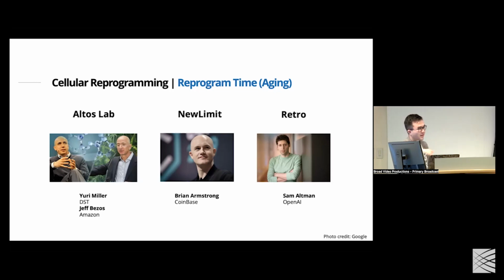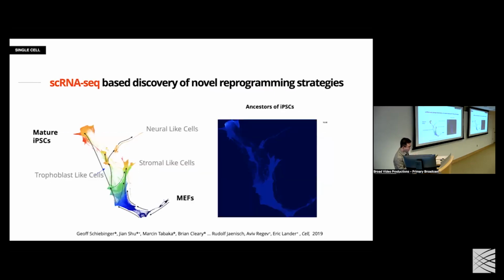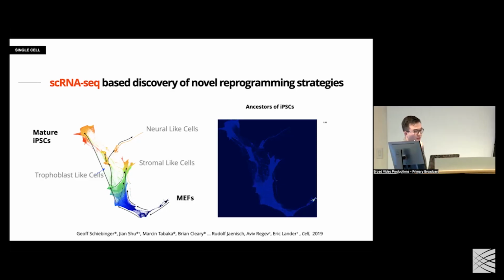These are just examples of 3 new startups using some of these reprogramming strategies to reprogram the time of a cell. I mentioned that Waddington-OT manuscript, a paper where we used a single-cell RNA-seq based phenotyping approach to find new reprogramming strategies. From this work, we found one new factor called GDF9 that can significantly increase reprogramming.